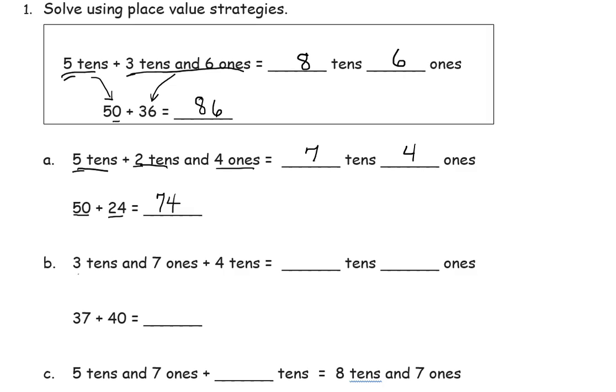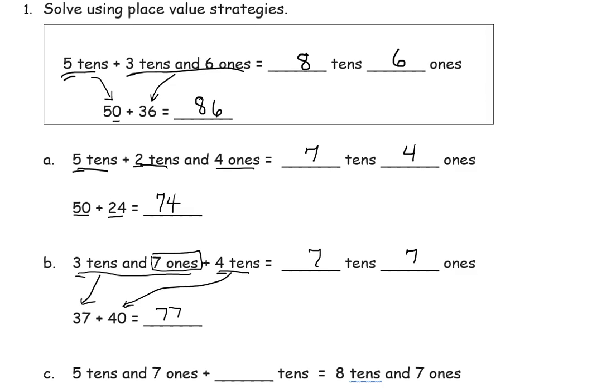In the next problem, I'm starting off with 3 10s and 7 1s. To that, I'll add 4 10s. Again, I'm not changing my 1s because I didn't add any more 1s, so the 1s will stay as 7. But I am adding 4 10s and 3 10s. That gives me 7 10s. And the number form of this, 3 10s and 7 1s, is 37, while 4 10s is 40. So 37 plus 40 is 77.